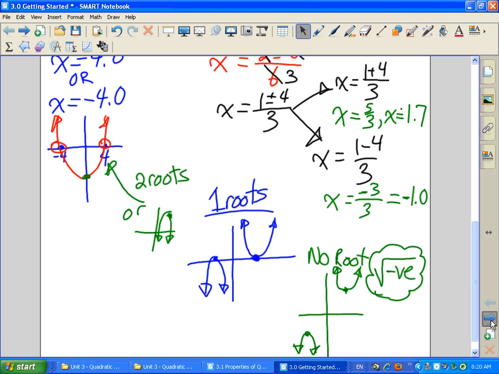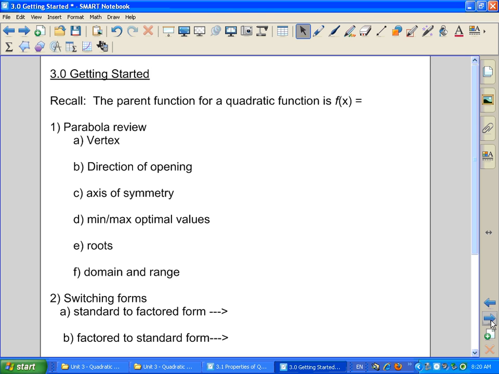Let's get into today's lesson, which is just some information about your parent function. Most of this is from grade 10, with the exception of some domain and range stuff that was this year. All right, so again, the title is 3.1, Getting Started. Let's just recall, folks, that the parent function for a quadratic function is f of x equals x squared. Okay, a little bit of a parabola review.